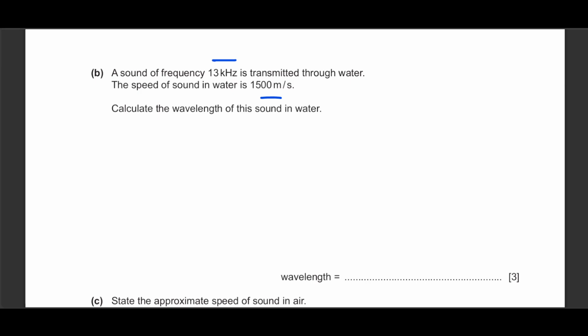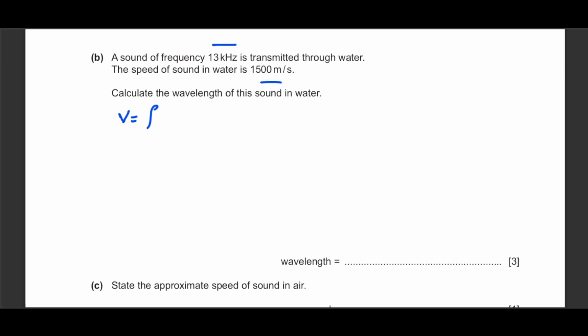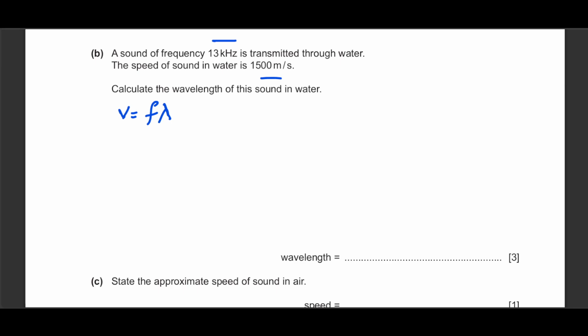Frequency is given, speed is given. We can find the wavelength as v equals f lambda. Now you might be wondering why this question is for 3 marks. Take a pause and try to figure out why that may be. You see, the extra credit is for this kilohertz, if you were able to figure this out or not.